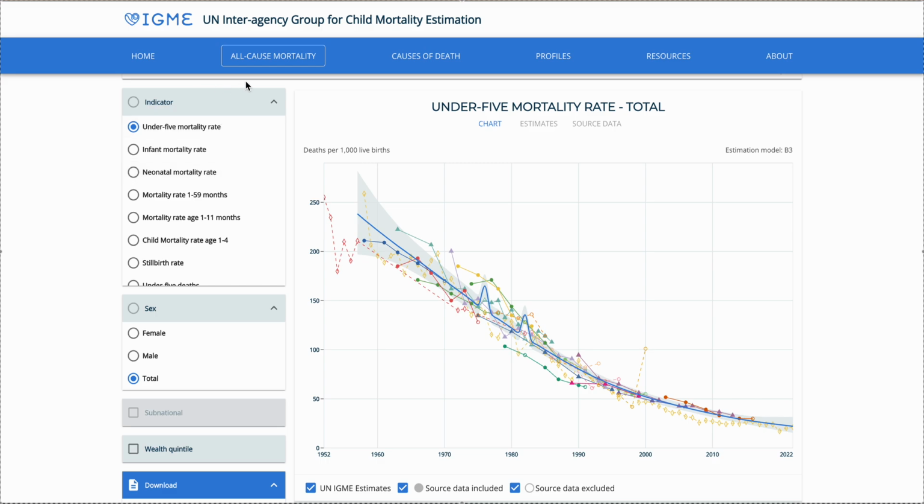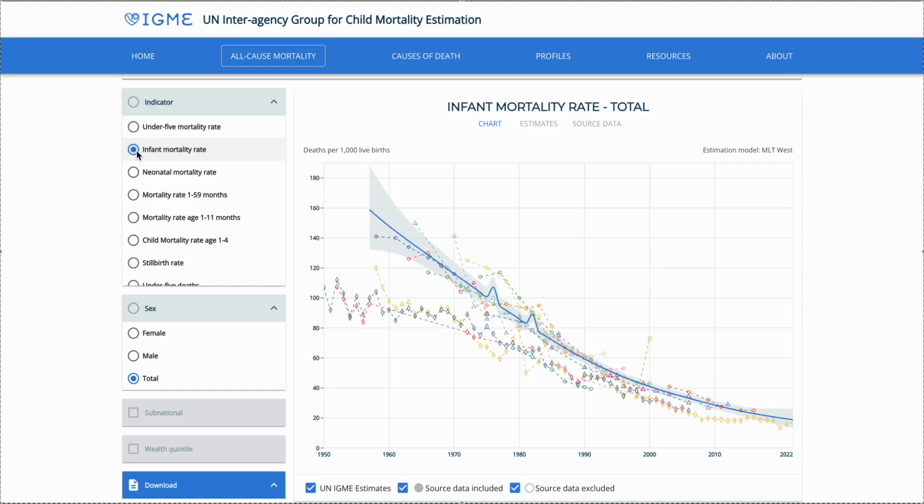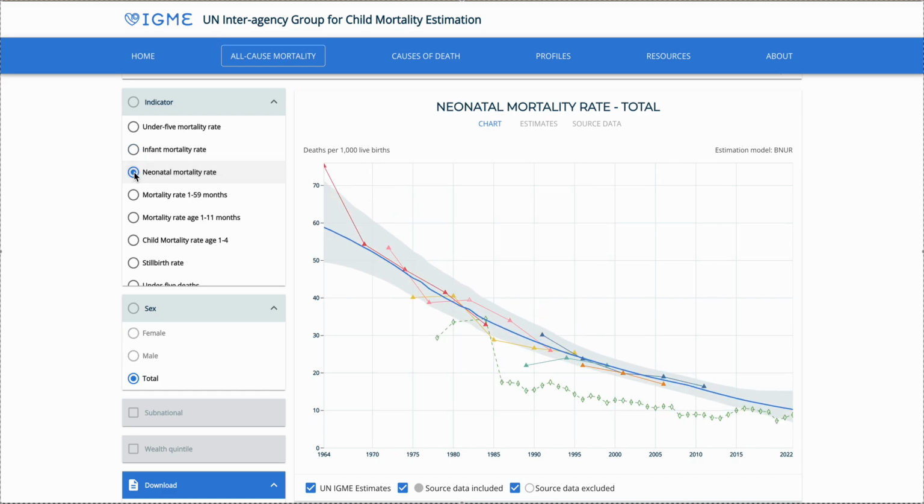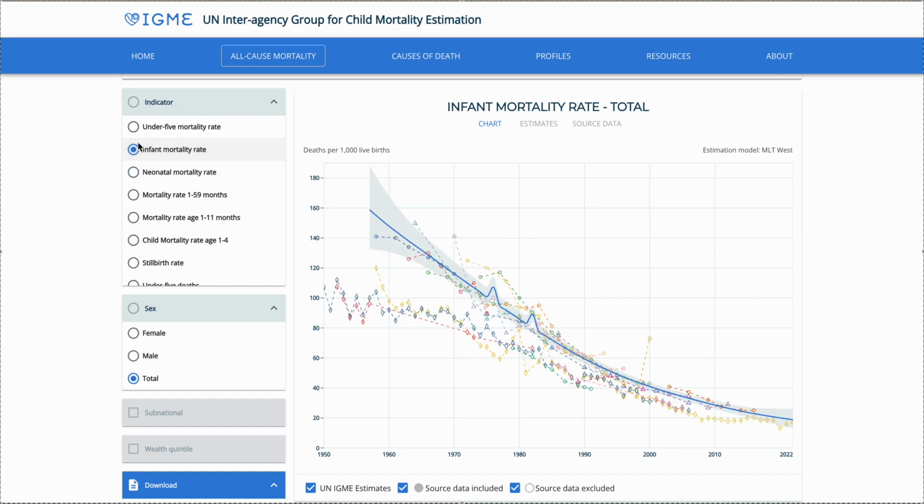I'm in the all-cause mortality, and you can see that one can choose under 5 mortality. You can go for infant mortality rates. You can go for a neonatal mortality rate. Just remember those rates are per 1,000, unlike mortality rate for pregnant mothers, which is per 100,000. We're looking at a total, and you can see that if you don't compare with another country, these just look like lines.